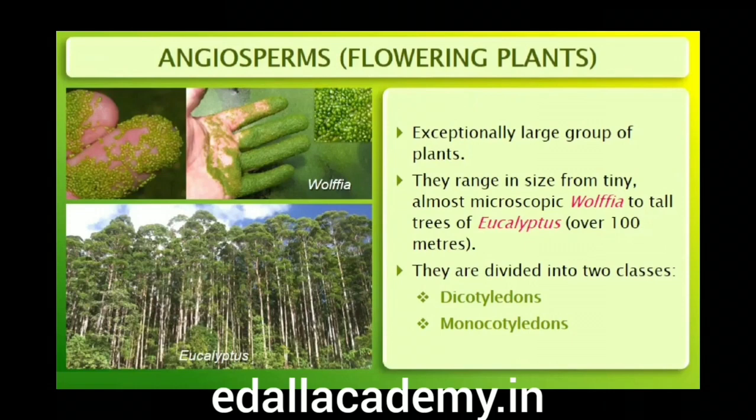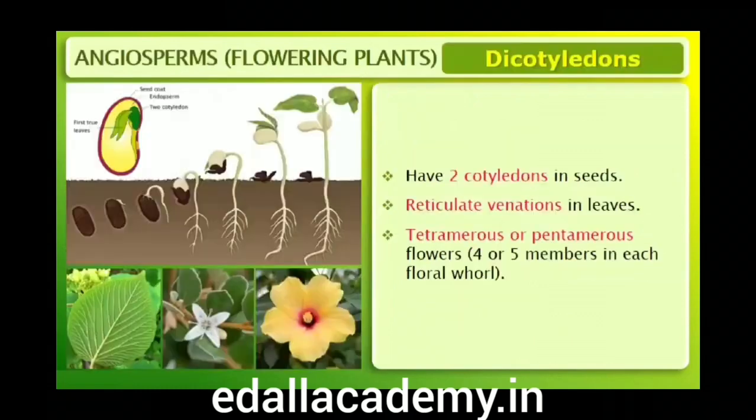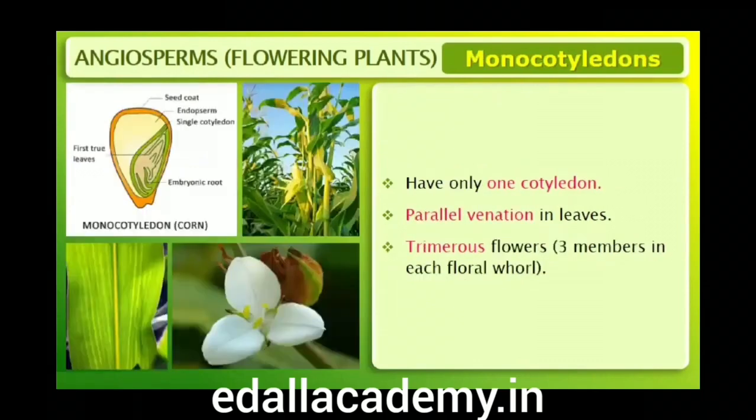They range in size from tiny, almost microscopic Wolffia to tall trees of Eucalyptus, over 100 meters. They provide us with food, fodder, fuel, medicines and several other commercially important products. They are divided into two classes, the dicotyledons and the monocotyledons, figure 3.5. The dicotyledons are characterized by having two cotyledons in their seeds while the monocotyledons have only one.